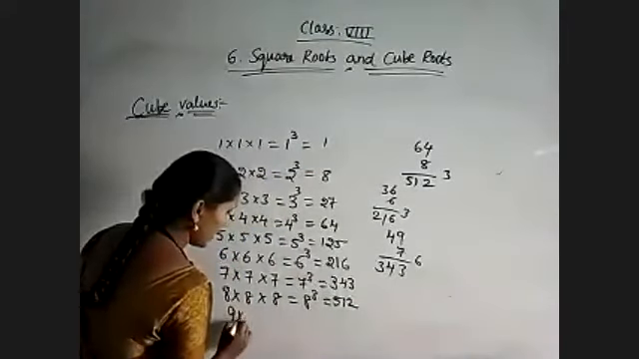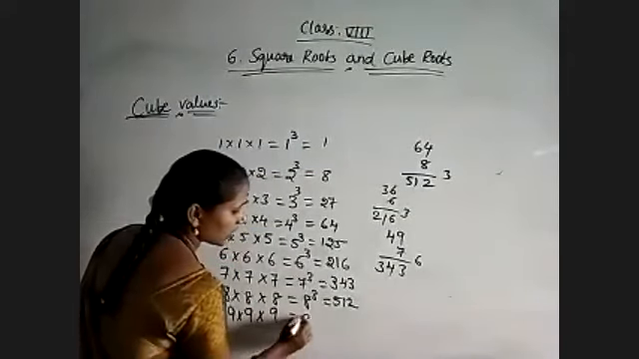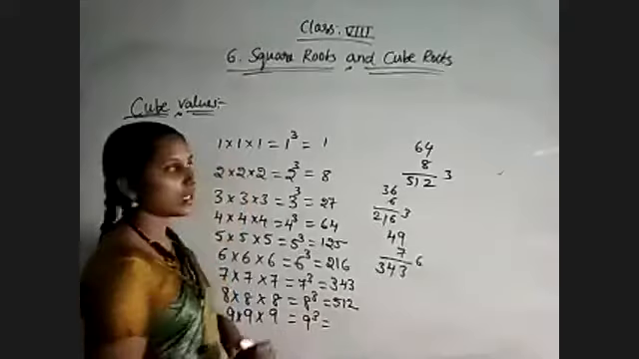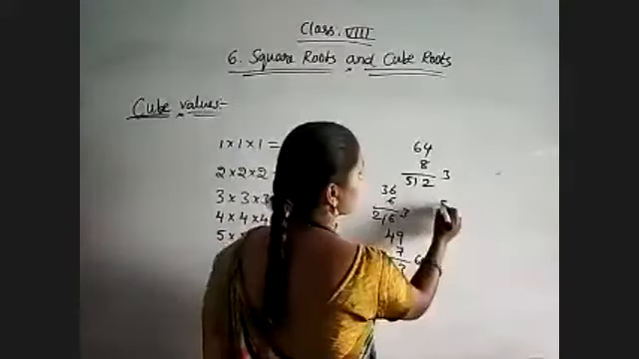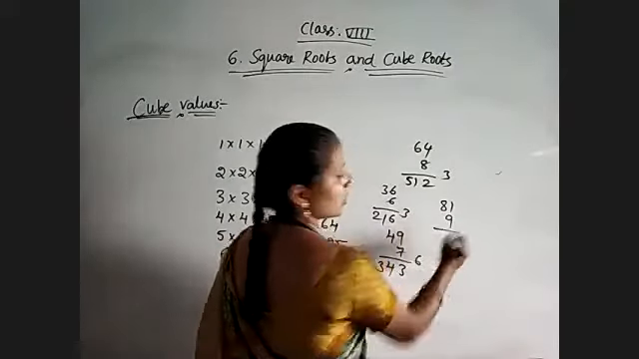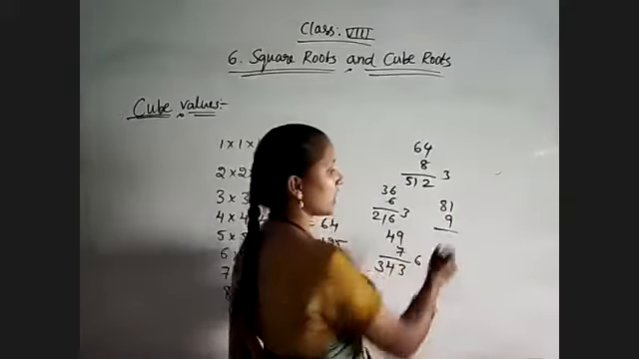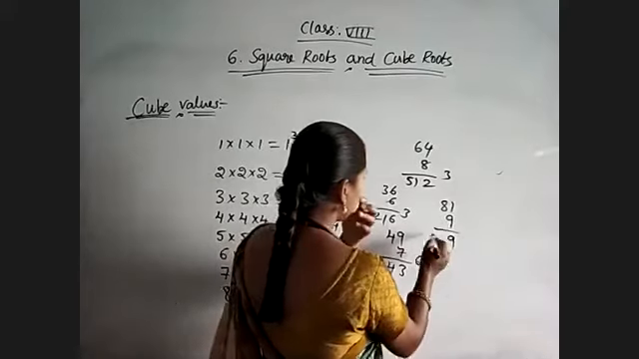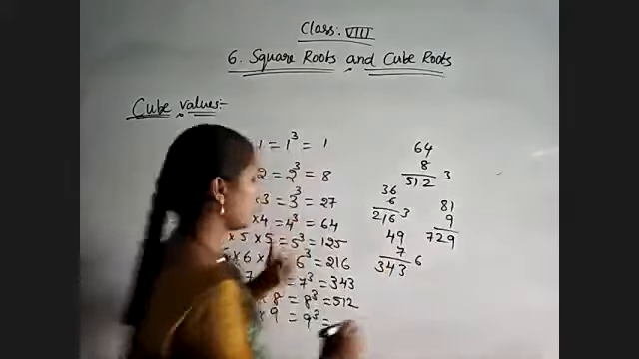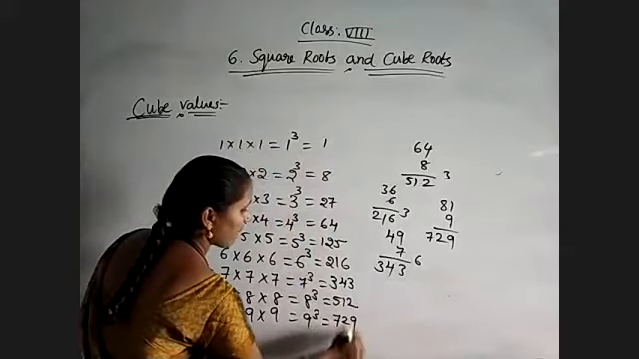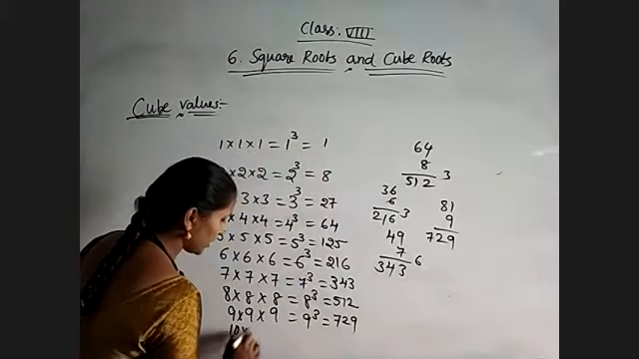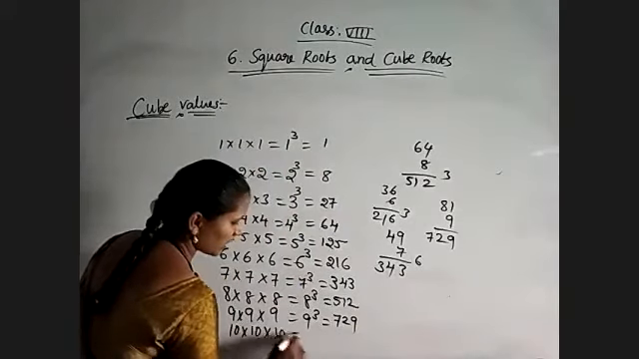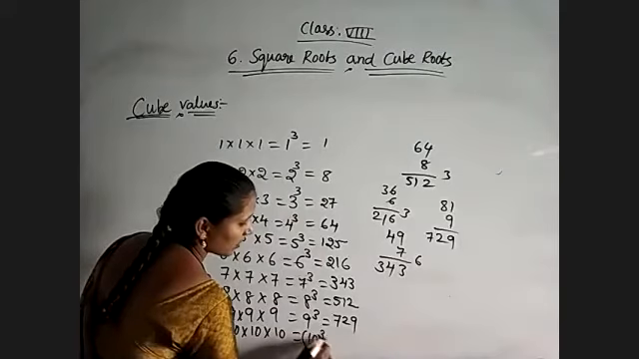And 9. 9 into 9 into 9, which is equal to 9 cube. So 9 cube is equal to 81 into 9. 9 9s are 81. 81 into 9. 9 1s are 9, 9 8s are 72. 729. And 10 into 10 into 10, which is equal to 10 cube. 10 cube is nothing but 1000.